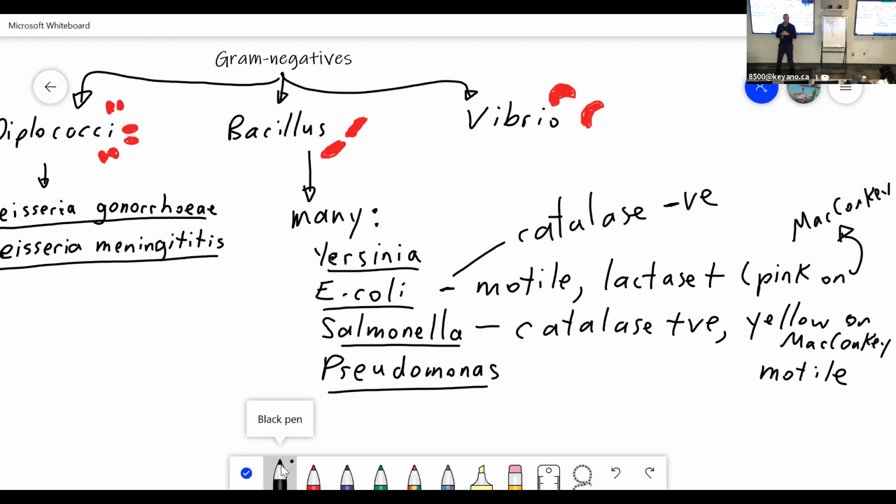Pseudomonas is lactase negative, meaning it cannot digest lactose. So we can put that down. What else is there to say about Pseudomonas? It's catalase positive. I'm not going to say anything else about Pseudomonas at the moment.